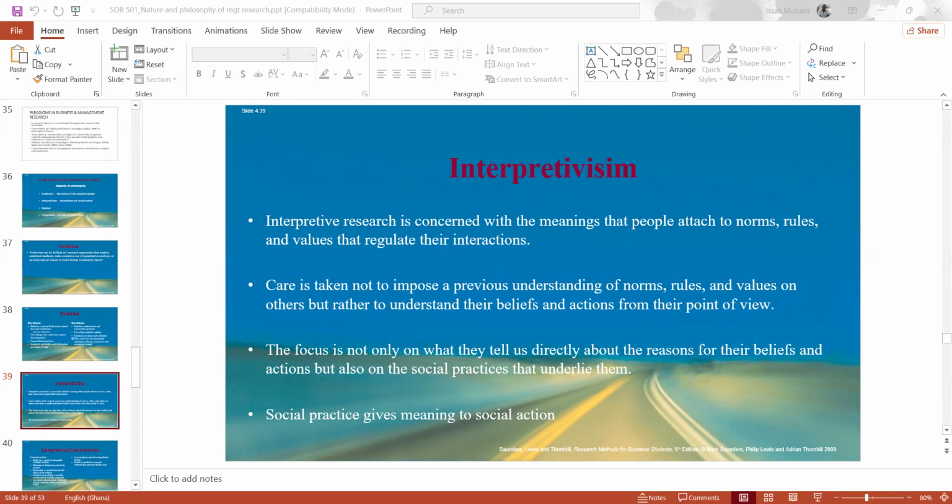So you cannot bring the same thing that works in the US and come here without tweaking it and expect it to happen. It will not happen. Okay? So the focus is not only on what they tell us directly about the reasons for their beliefs and actions, but also on the social practices that underlie them.